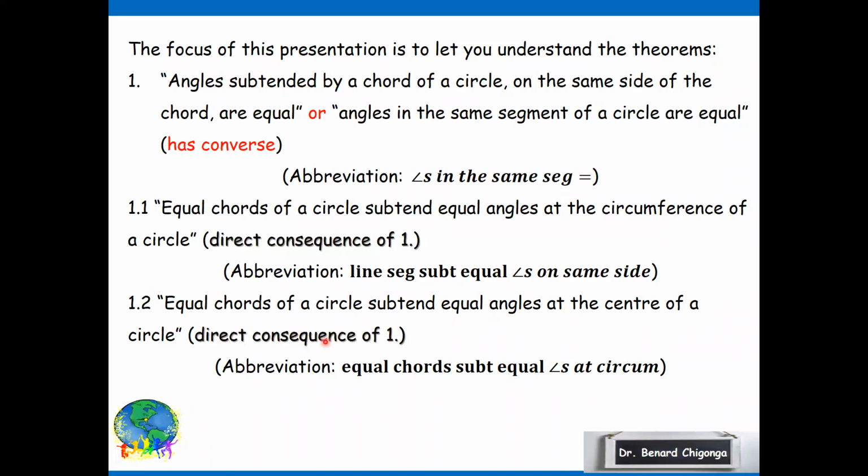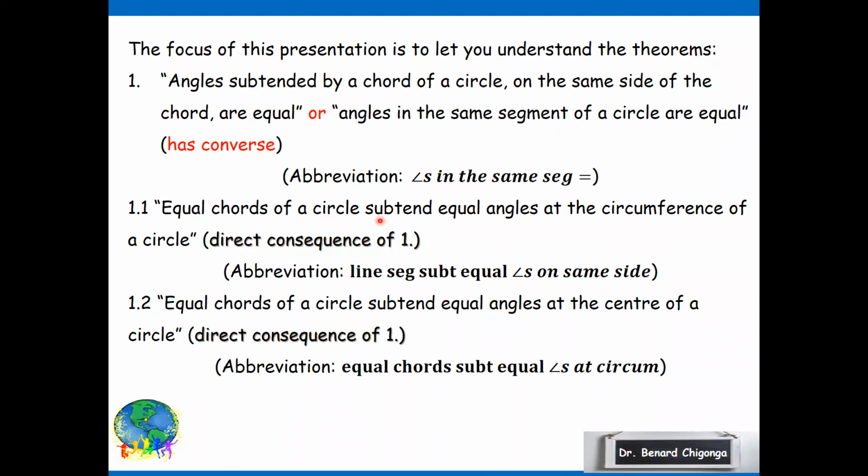The focus of this presentation is to let you understand the theorems. One, angles subtended by a chord of a circle on the same side of the chord are equal, or you can simply say angles in the same segment of a circle are equal. It has a converse, and this is the abbreviation: angles in the same segment equal.